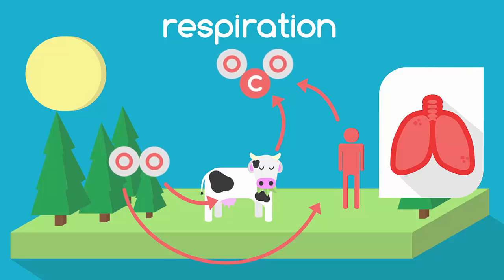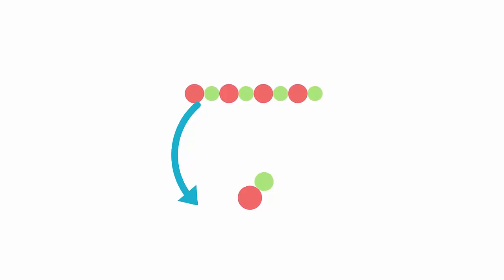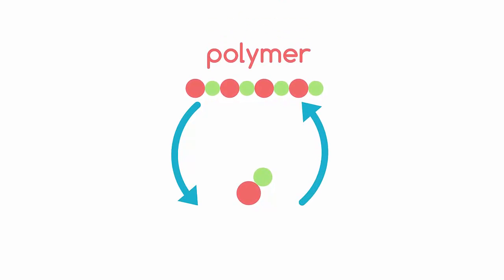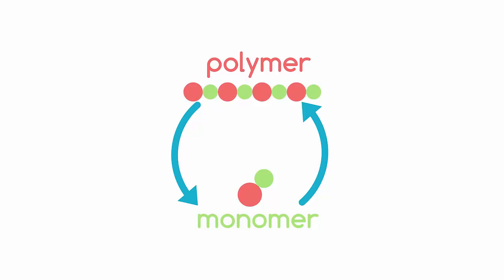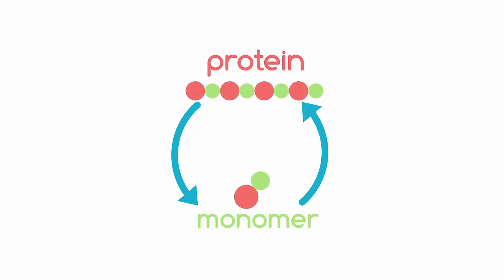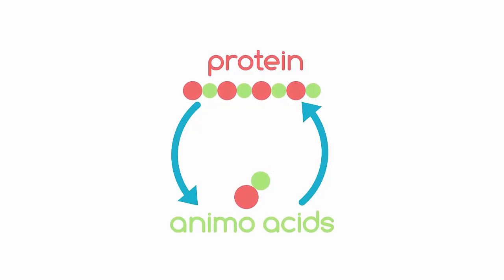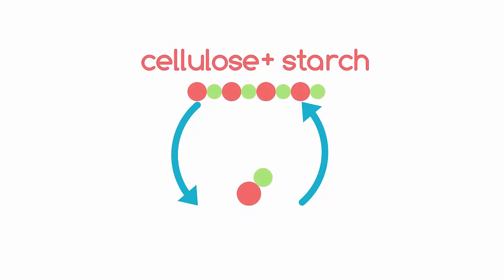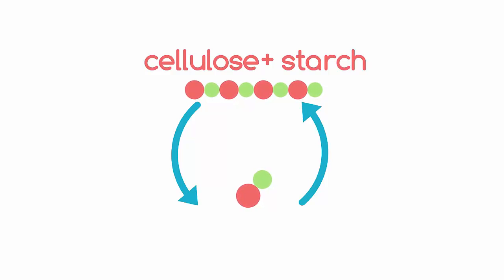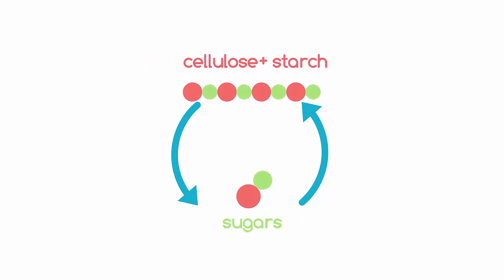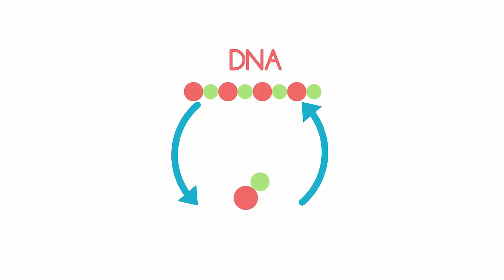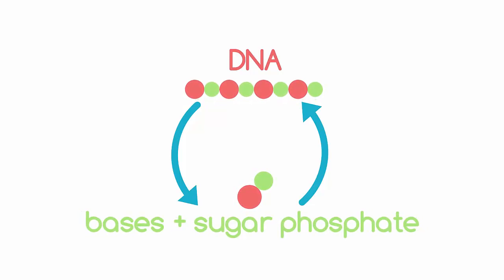Now, let's put some details into this. As they grow, all living things have to build up large polymer molecules from small molecules. Protein, for example, to make your skin and muscles and other organs, comes from joining amino acids together. Cellulose and starch to make the leaves, flowers, trunks, roots, and all parts of plants from joining sugars, and DNA to make the genes which control living things from the bases and the sugar and phosphate.